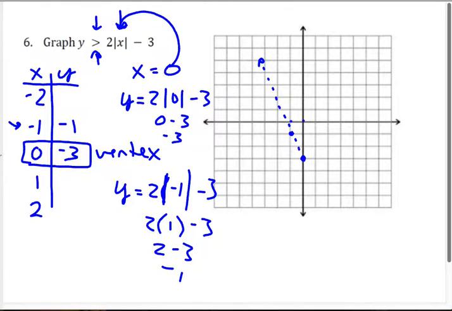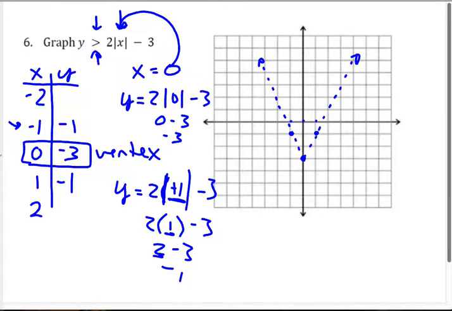If you plug in 1, you're probably going to get the same thing. Absolute value of positive 1 is 1. 1 times 2 is 2. 2 minus 3 is negative 1. So 1, negative 1 right here. There it is. There's my absolute value function. I just need to shade it.